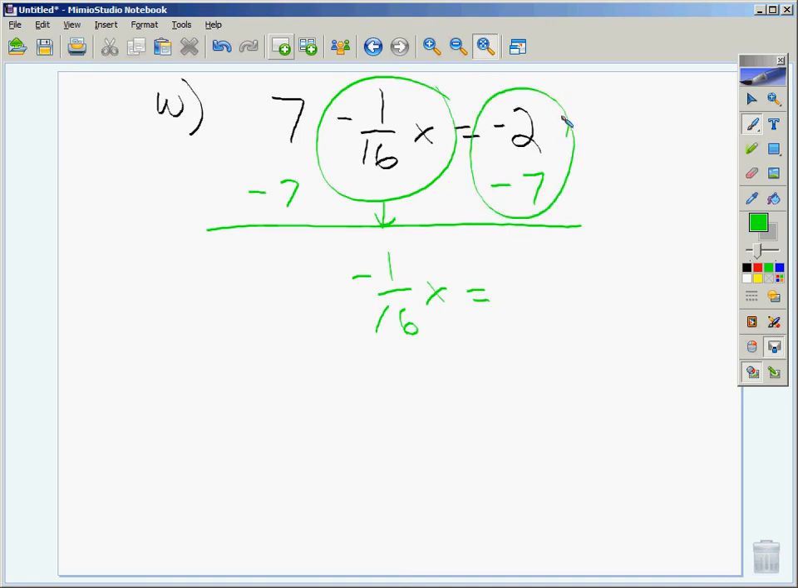These both have the same sign, so I add them together and keep their sign. I want my variable to be positive. Right now it's what? Negative. So I know for sure whatever I'm multiplying by is going to be negative. And I want to get rid of this denominator, which has a 16 in it, so it's a negative 16.